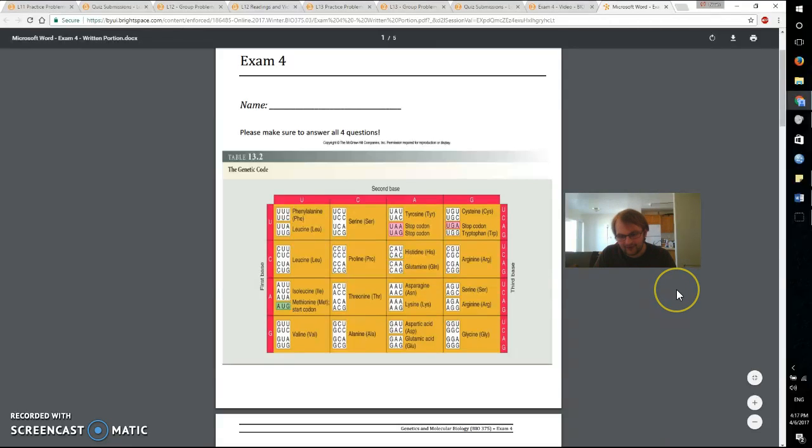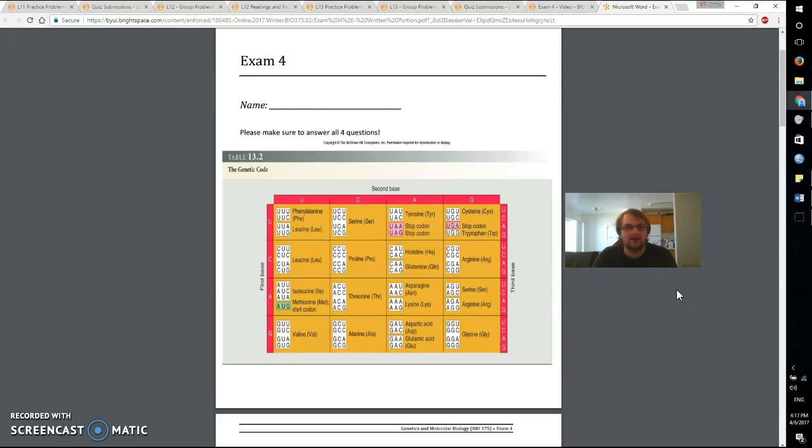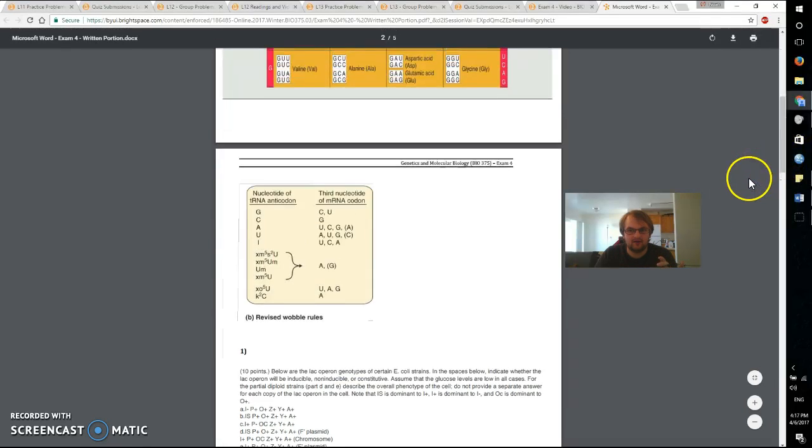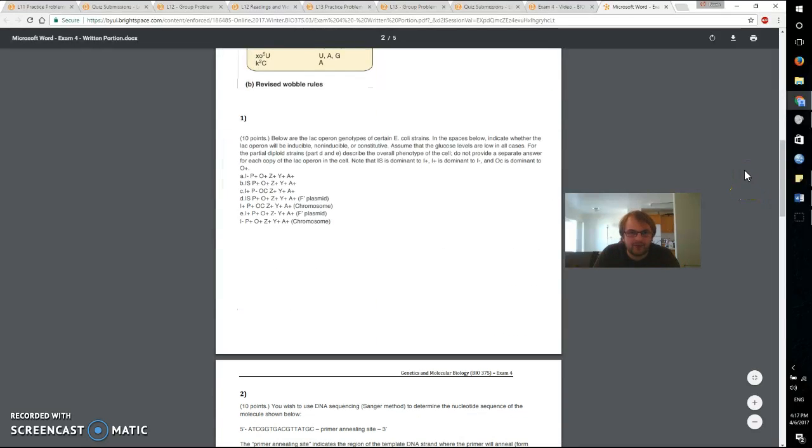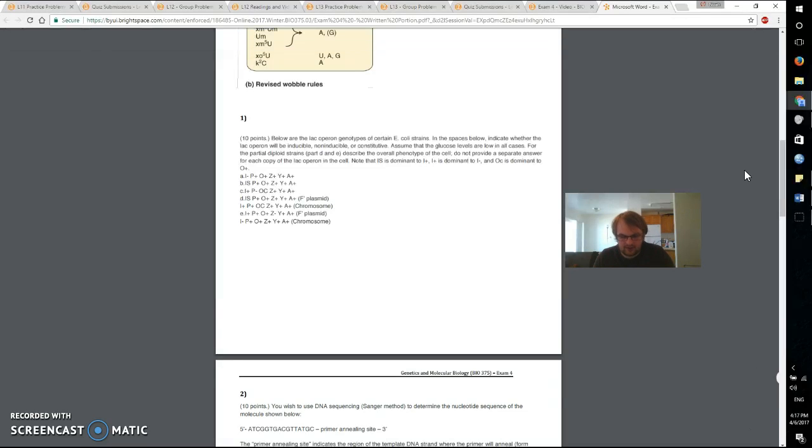Alright, so exam 4, the written portion. We got, what we got up here? There's a question mark. Okay. So below are some lac operon-like genotypes of certain strains of E. coli. Indicate whether they are inducible, non-inducible, or constitutive. Assume that the glucose levels are low in all cases.